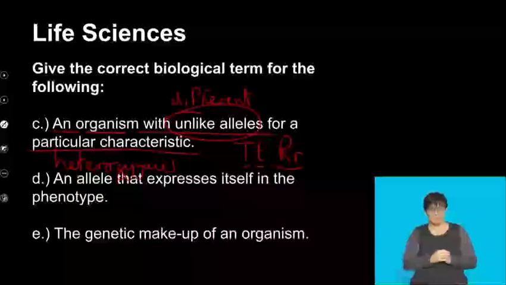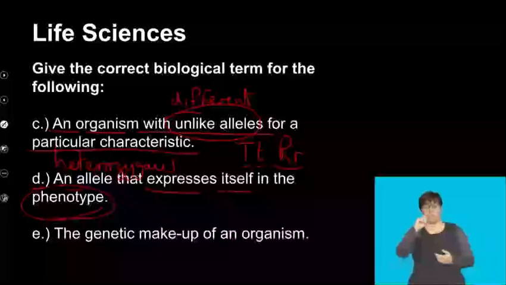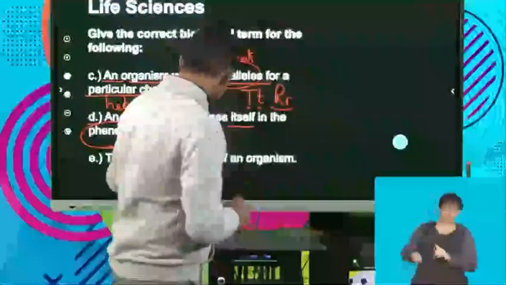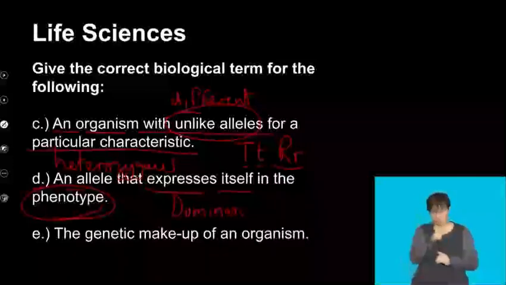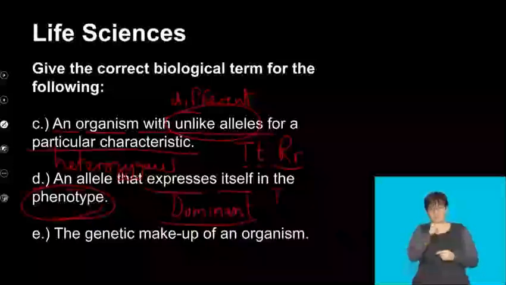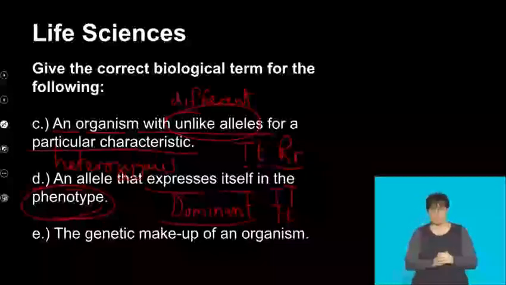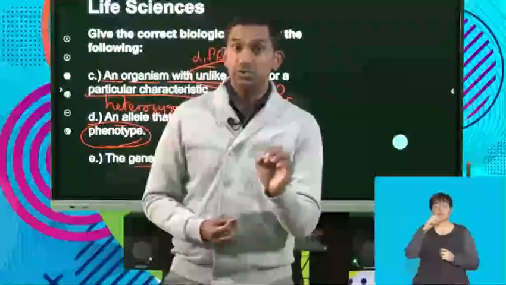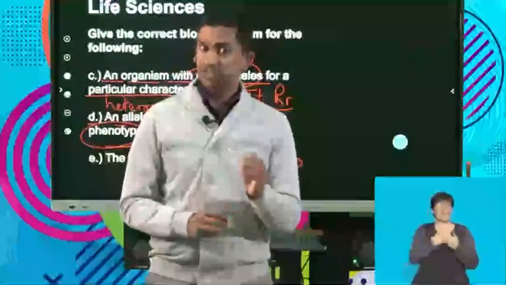The next concept, D, an allele that expresses itself in the phenotype. We know that an allele that expresses itself in the phenotype is often the dominant allele. So when we talk about dominance, we know that it is that characteristic that is expressed in the phenotype, regardless of whether it is in a homozygous or in a heterozygous combination of alleles. And finally, the genetic makeup of an organism. If we talk about the genetic makeup, we're talking about the genotype of an individual. So that's a wrap of basic application of some of the terms that we've just looked at.